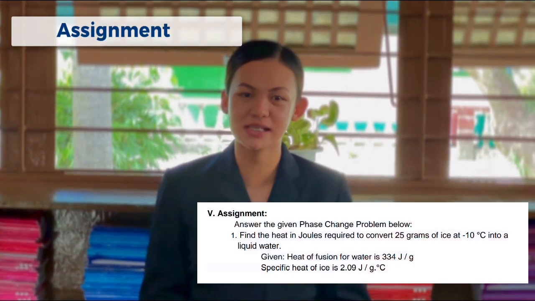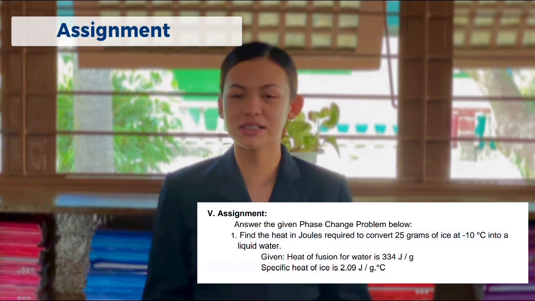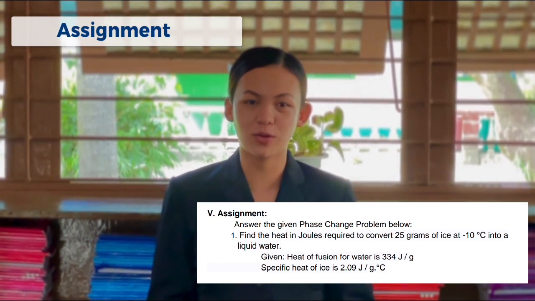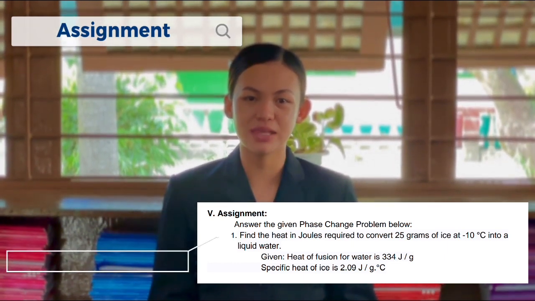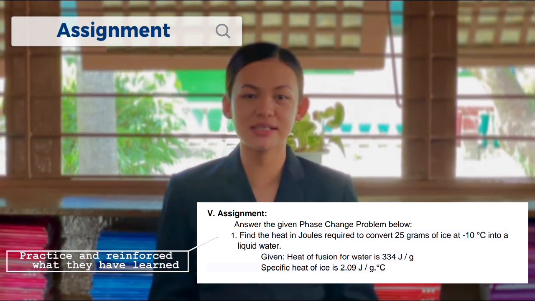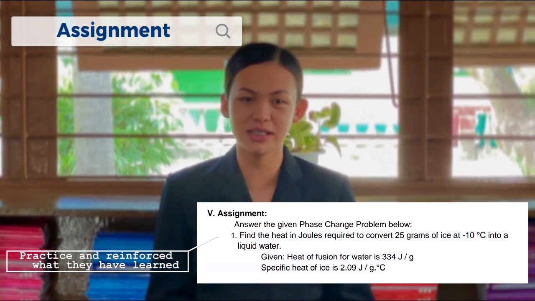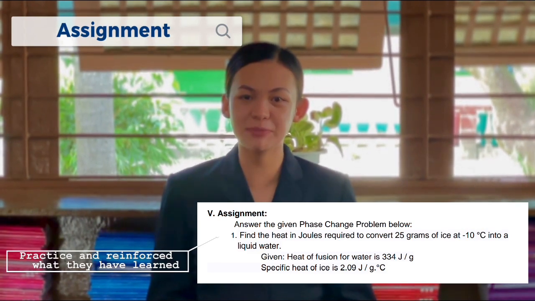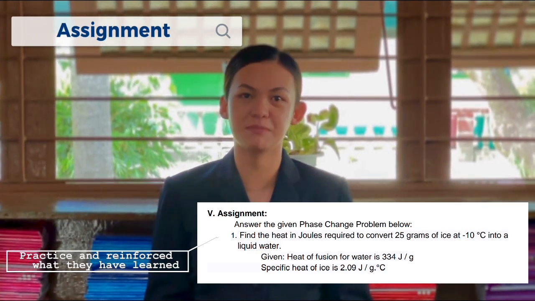Assignment. The final part of the lesson plan involves assigning tasks or activities for students to complete at home or independently. This assignment serves as an opportunity for students to practice and reinforce what they have learned in the classroom, promoting deeper understanding and skill development.